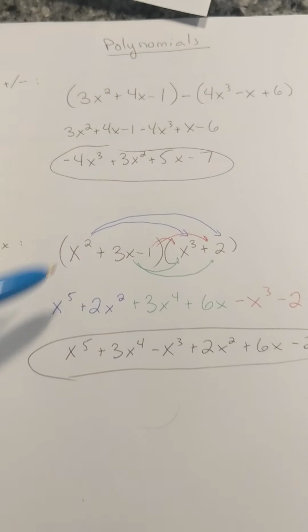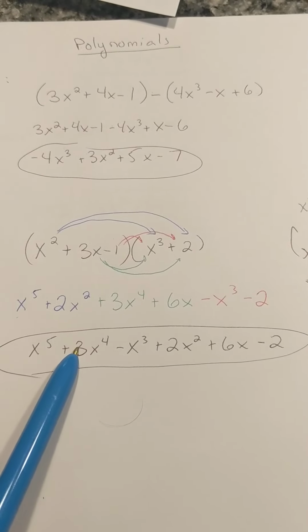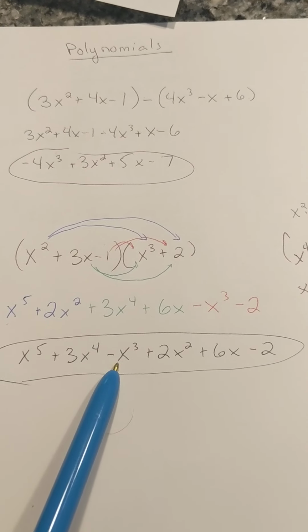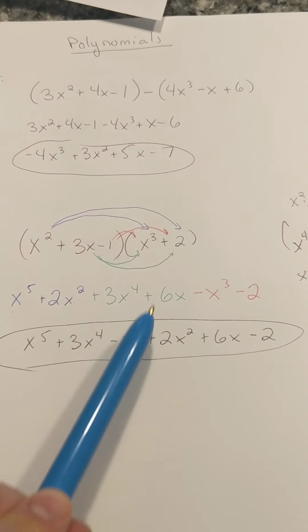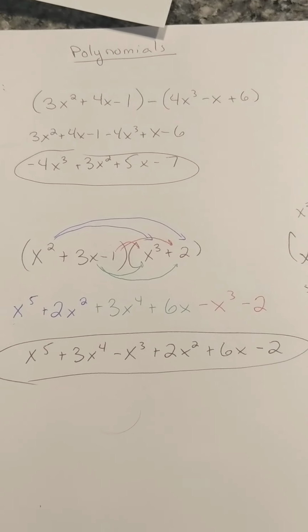Now, back to adding and subtracting like terms, x to the 5th comes first, 3x to the 4th comes next, negative x cubed comes third, 2x squared comes after that, 6x, and negative 2. I didn't have any like terms, so I didn't have to worry about simplifying them.